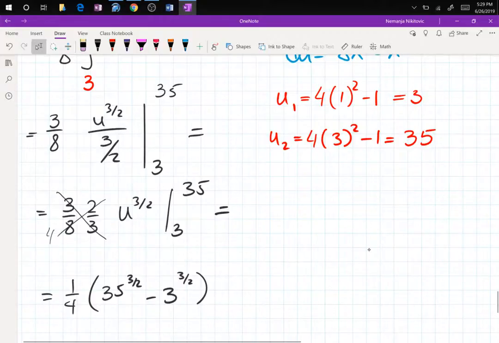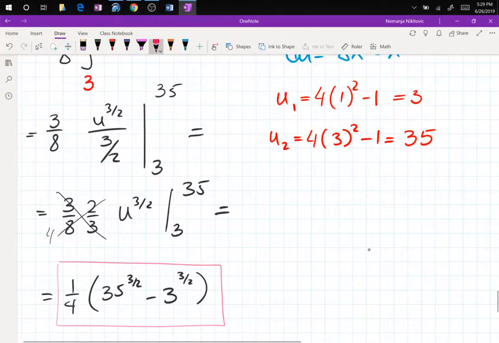All we need to do is take the calculator and, if you're interested in decimals, calculate all of this. It's not necessary. You can if you want to, or you can leave it as the exact value. So I'm just going to box this, because you can leave it here, or you can calculate the decimals if you want to.